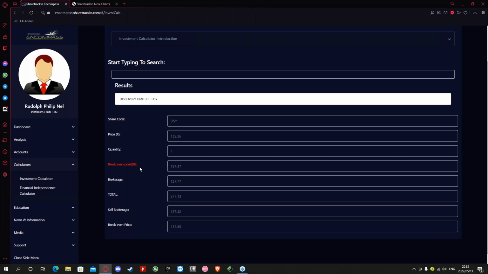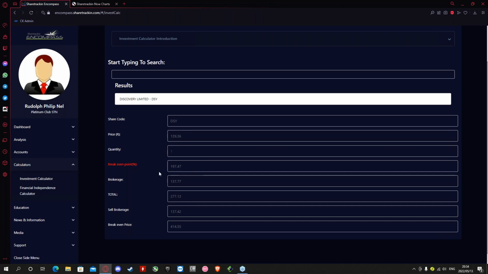Now, why is that? Look at what your current price is, 139.36 per share. Your buying brokerage is 137 rand 77. So it's almost equal to what our price is. And then our selling brokerage is 137.42. Also almost equal to what our price is. So these two together are greater than what our price is. If you take 137 plus 137, it's going to be way more than our current price. So your brokerage would be more than the actual value of the share, and that's why the break-even point percentage is so high.